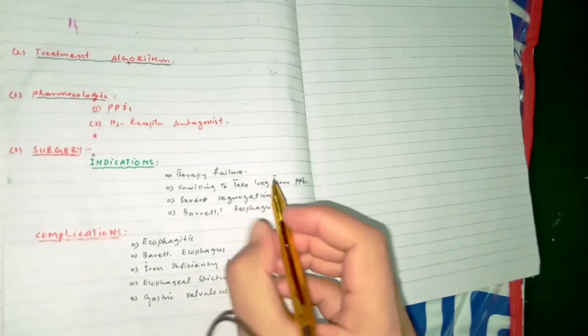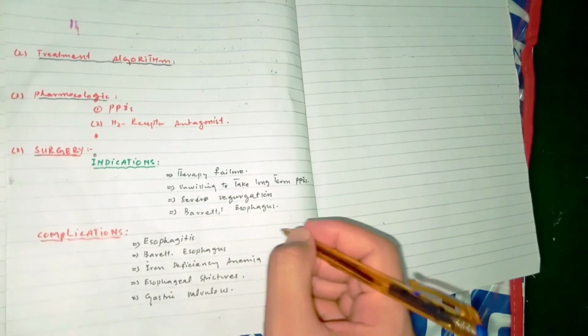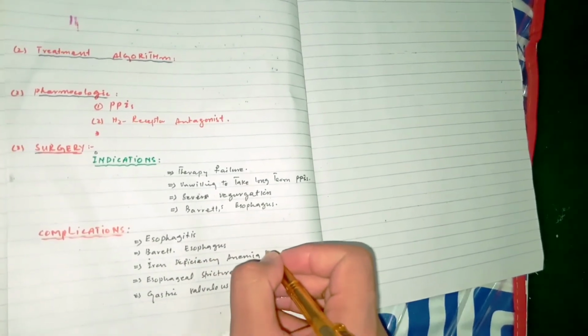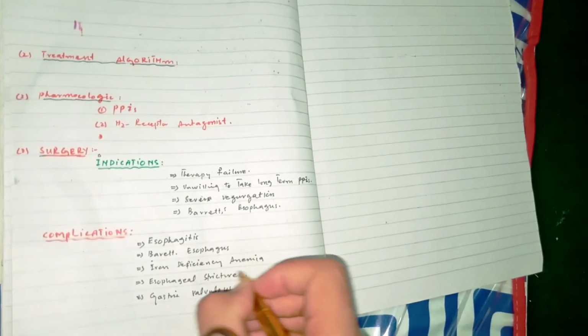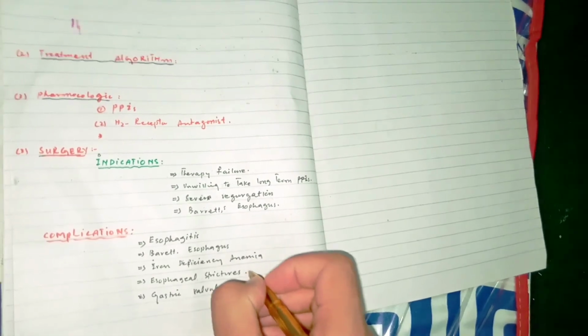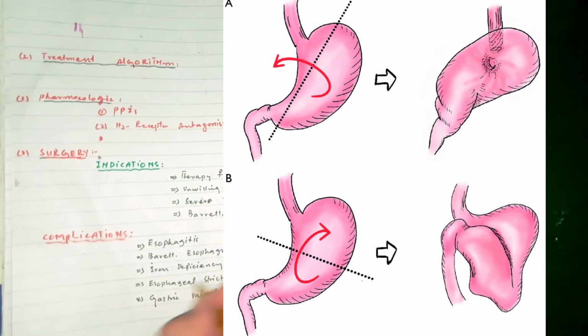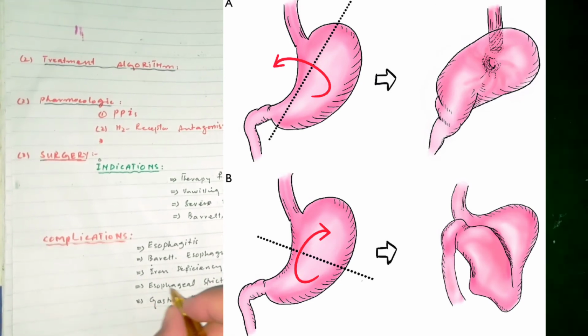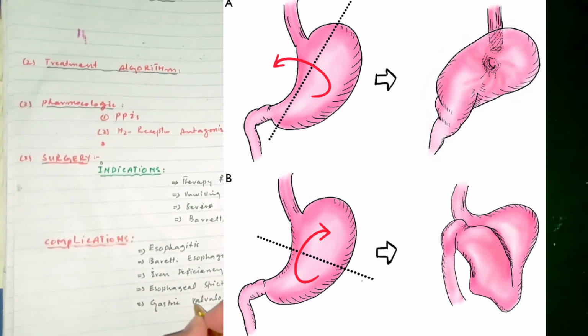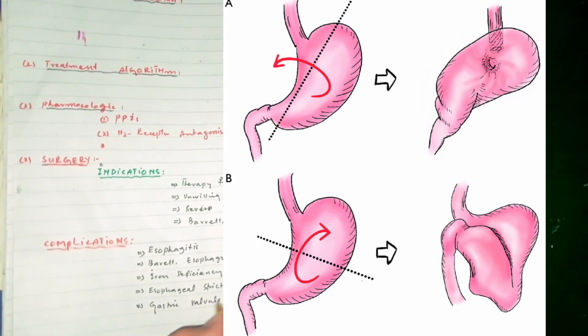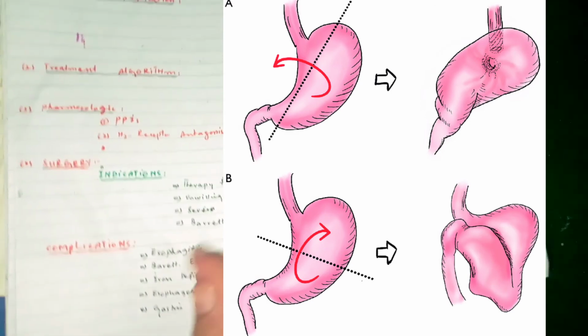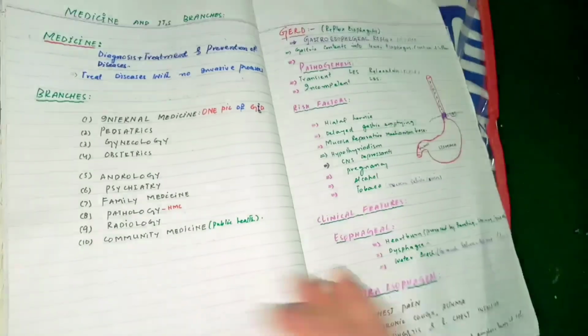When there is GERD, there is loss of blood due to inflammation of the esophagus, which can decrease the iron within the blood. Then there are esophageal strictures and gastric volvulus. When there is hiatal hernia, it can cause gastric volvulus, which is the twisting of the stomach around itself, and this is called gastric volvulus. So this was all about the GERD.